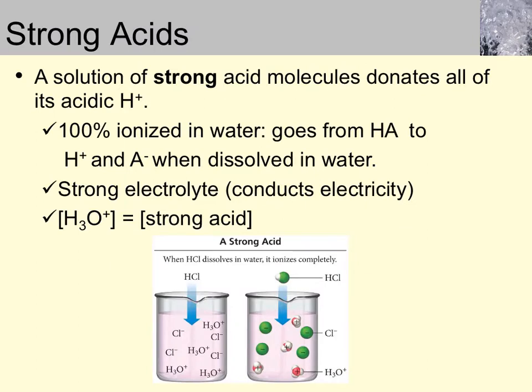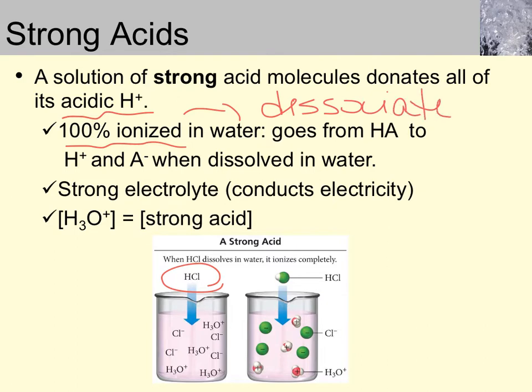The definition of a strong acid is that it donates all of its acidic hydrogen ions. So, for example, if you have hydrochloric acid, which is a strong acid, when you put it into water, it will 100% ionize or 100% dissociate into the hydrogen ion and the accompanied anion.